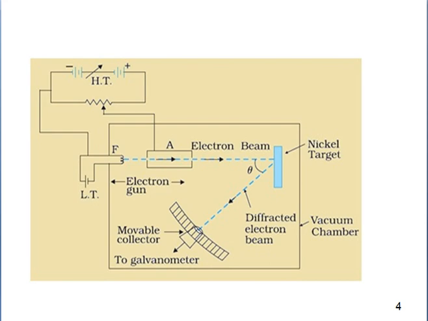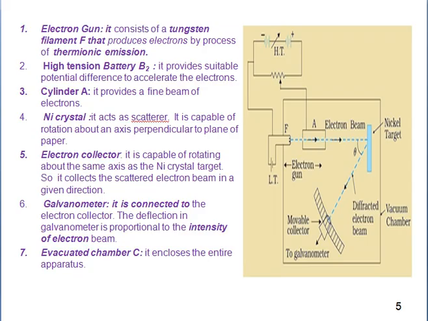And this one is the diffracted electron beam, and this is the scale. This is the movable collector, and the movable collector is connected to a sensitive galvanometer. This is the vacuum chamber. So this is the construction of the experiment.